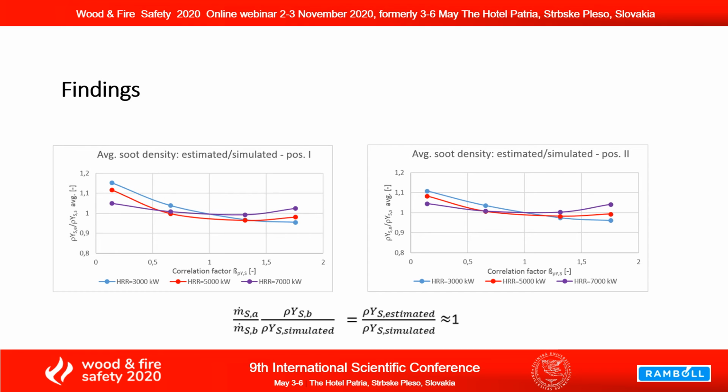In the graphs shown here, the dots represent values from one simulation with soot density ratios, estimated to simulated, plotted along the vertical axis. As the right side of the equation below suggests, this ratio should ideally equal unity. Values on the horizontal axis are corresponding values of mass production ratios of the simulations, here referred to as correlation factors, beta. First off, you can see that the values on the vertical axis are further away from unity the further away the correlation factor value is from unity.